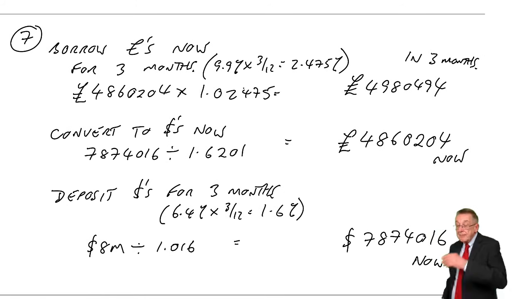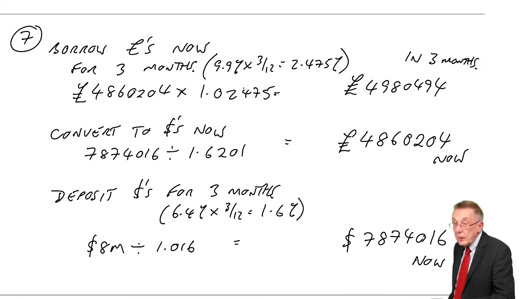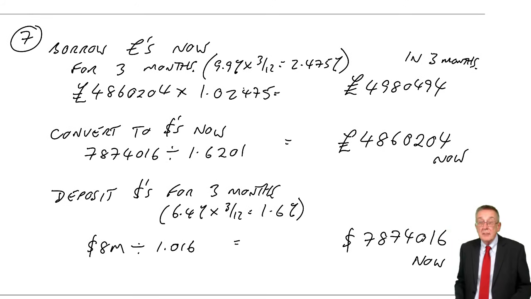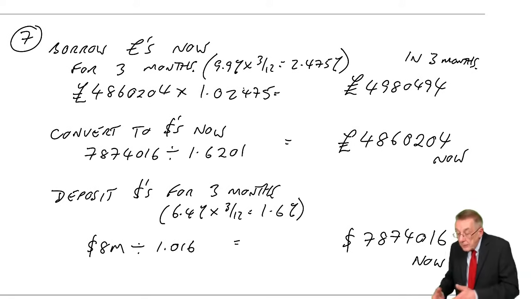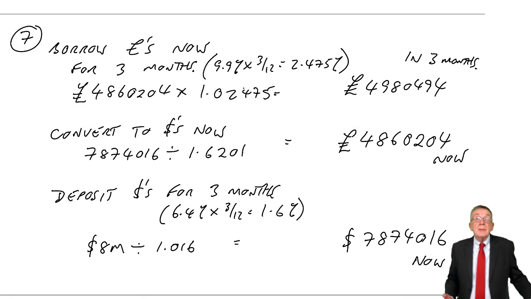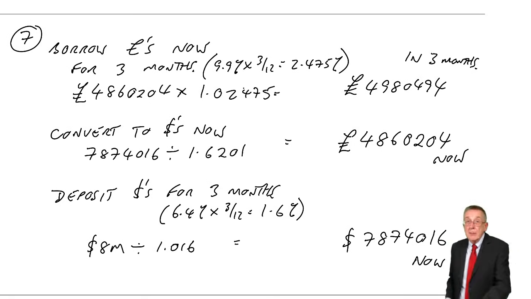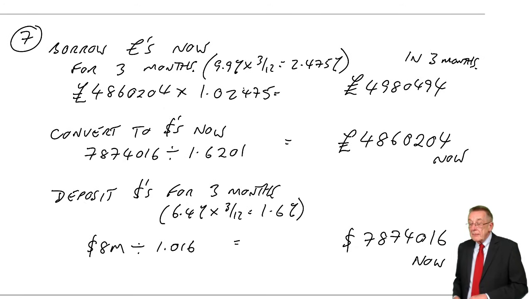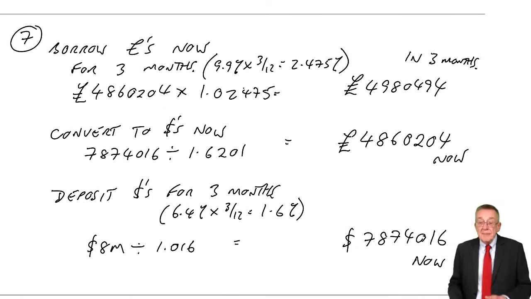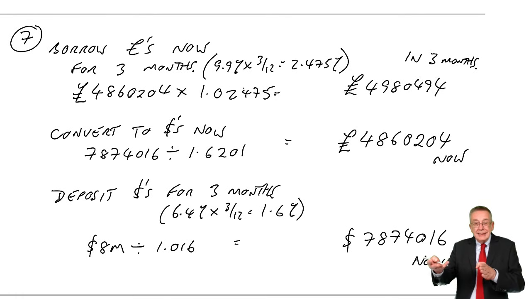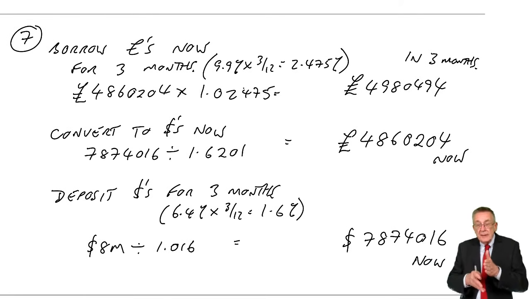And so that's what's going to happen. I'll borrow 4.86 million now. I'll convert it to dollars now and get $7.87 million. And then I'll put those dollars on deposit, and in 3 months' time, it'll have grown to 8 million. And do be clear of the net effect. As of today, there is no net cash flow. We borrow, convert, deposit. The net cash flow today is 0.